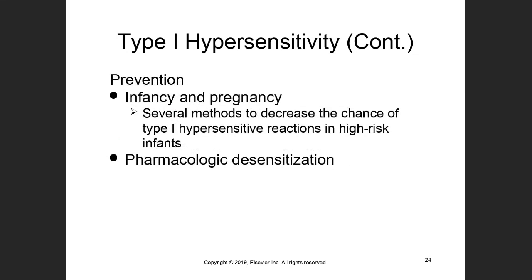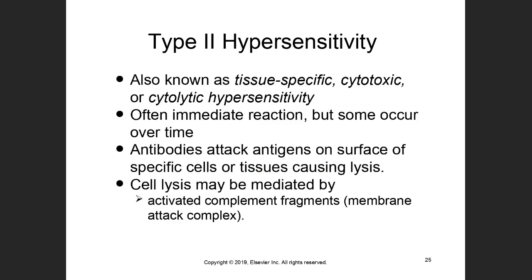Prevention: infancy and pregnancy. Several methods to decrease the chance of the type 1 hypersensitivity reaction. Pharmacological desensitization. This is especially, for example, if you have a pregnant woman that needs, like, penicillin, and sometimes we have to do desensitization, okay? Give the penicillin to that person.